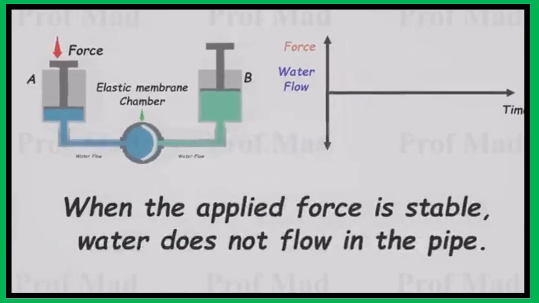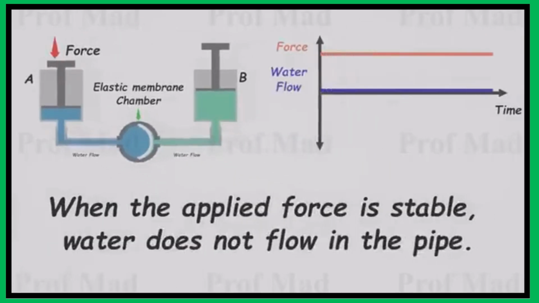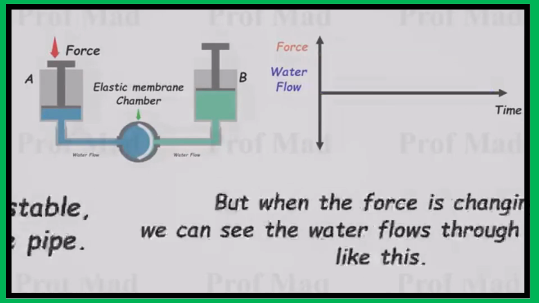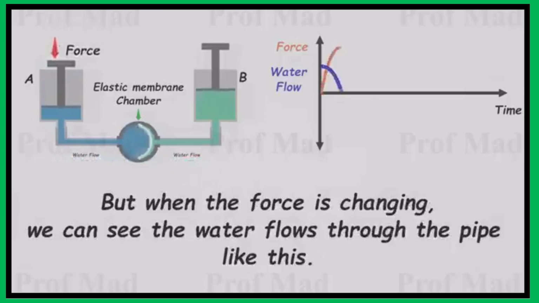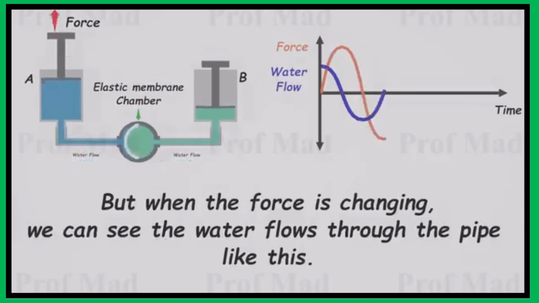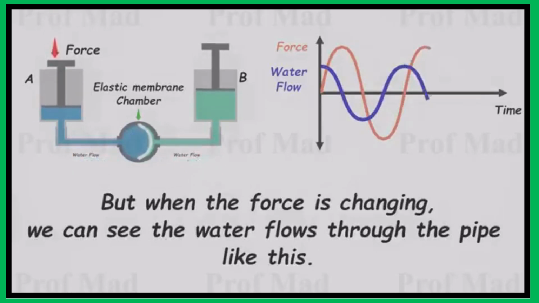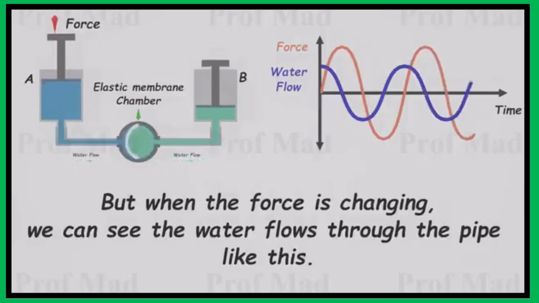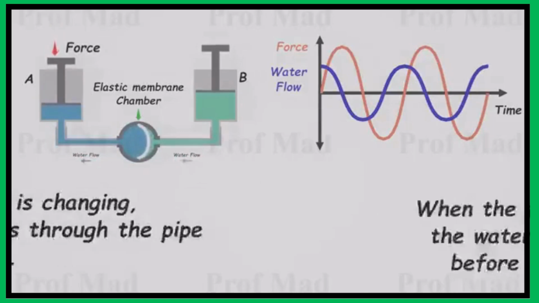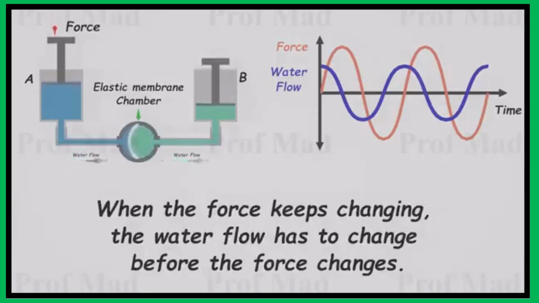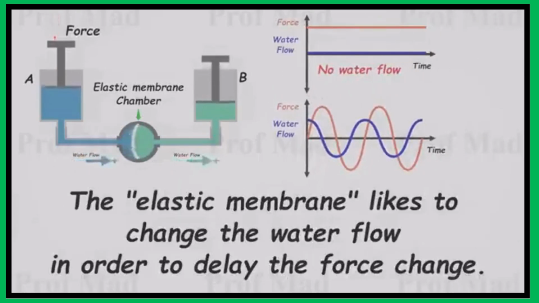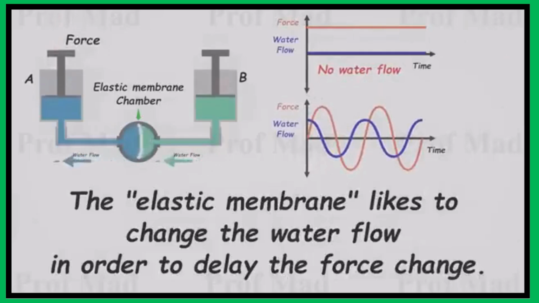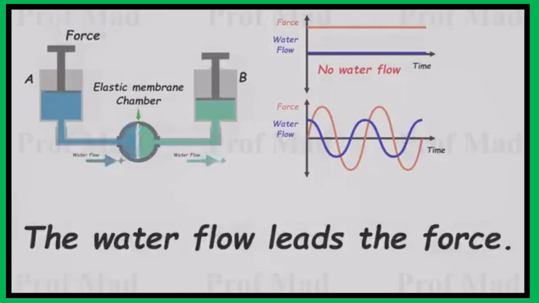We can graph the applied force and water flow like this. When the applied force is constant, no water flows through the pipe. But when the force changes, we observe water flowing through the pipe like this. It appears that the water flow must change before the force changes. In general terms, we can say that the elastic membrane tends to influence water flow changes to delay force changes. In this example, the water flow is leading the voltage.